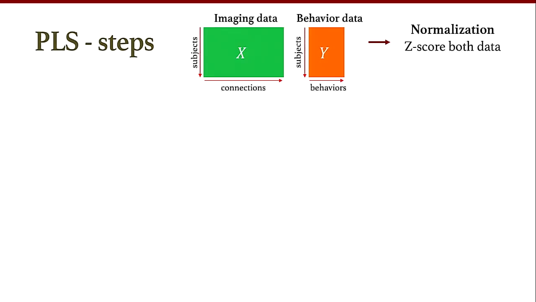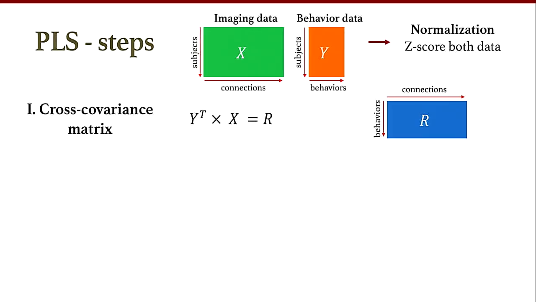So the way you compute it step by step: you have your X matrix containing your imaging data as before, and a Y matrix containing your behavioral data. First, you start by normalizing the data by z-scoring both matrices. Then the first step is to compute a cross-covariance matrix called R, which will contain the strength of the covariance between all the behaviors and all the connections.